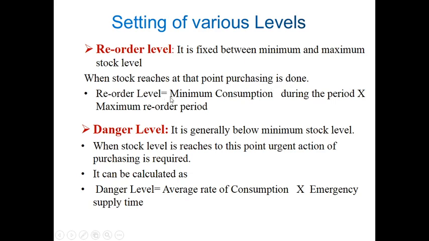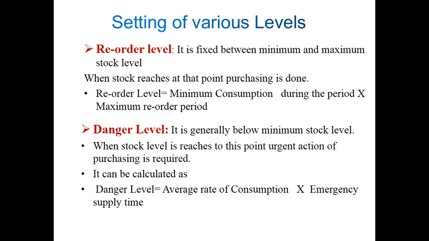Therefore reorder level is equal to minimum consumption during the period into maximum reorder period. Again we calculate danger level. When stock reaches that level, immediate action of purchasing is required. The level below the minimum stock level is called danger level. Danger level is equal to average rate of consumption into emergency supply time. This is an emergency condition, so quick action is required.